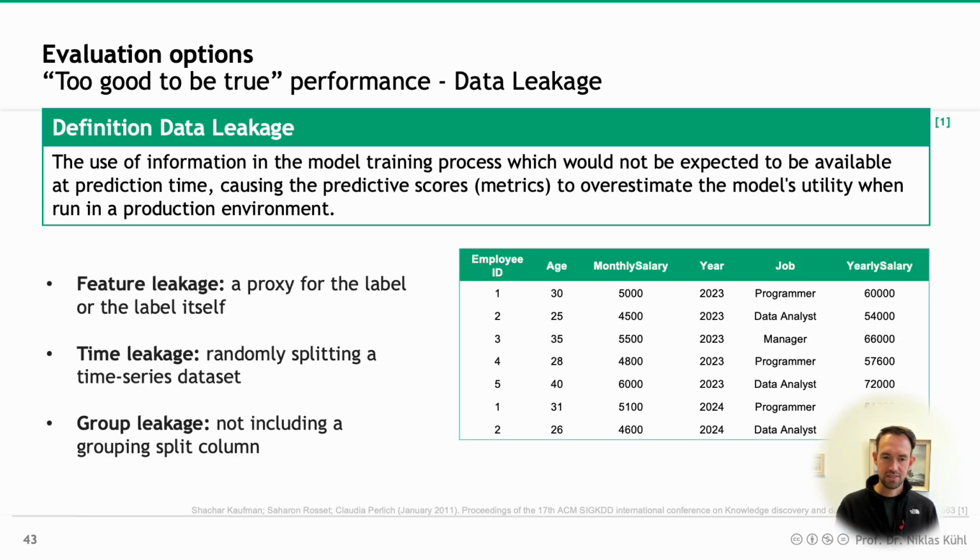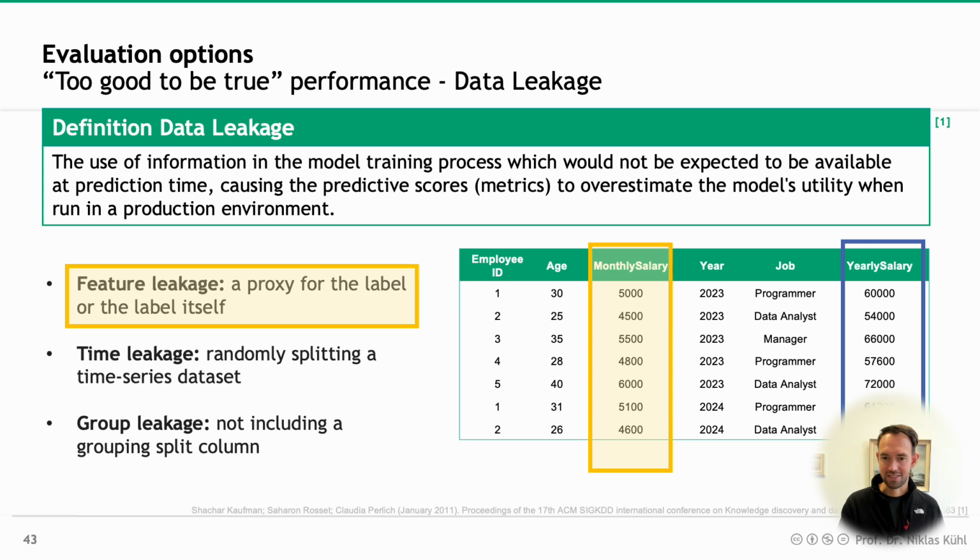And there are different types of data leakage, right? So there's feature leakage. So you have a proxy for the label or the label itself, right? So let's say you're interested in predicting the yearly salary, but the monthly salary is part of your feature set. Well, then your algorithm, if it's worth anything at least, will detect this heavy correlation and will then use this feature, of course, right? So that's the one type of data leakage. And that's why it's so important to look at your data set in the first place.